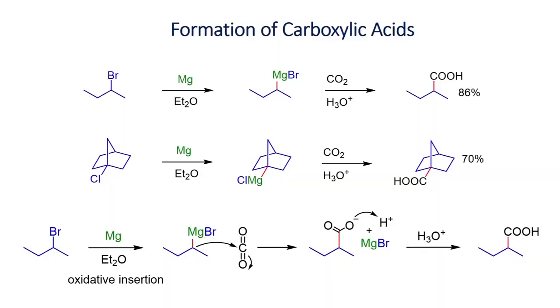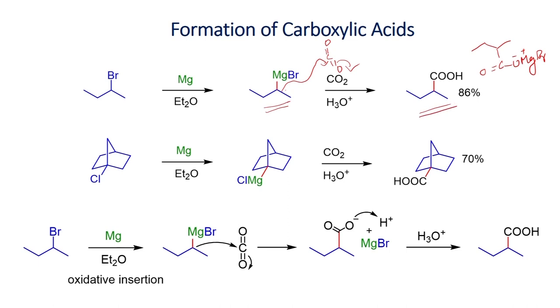The first example involves the reaction of alkyl bromide with magnesium. You will be able to generate alkyl magnesium bromide, which can readily undergo reaction with carbon dioxide by a 1,2-addition reaction. You will be able to generate this salt, which when you do the workup, will be converted into carboxylic acid.